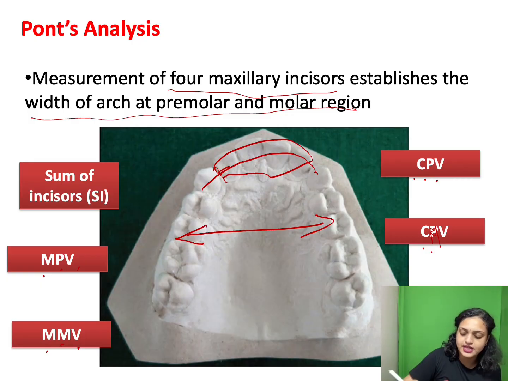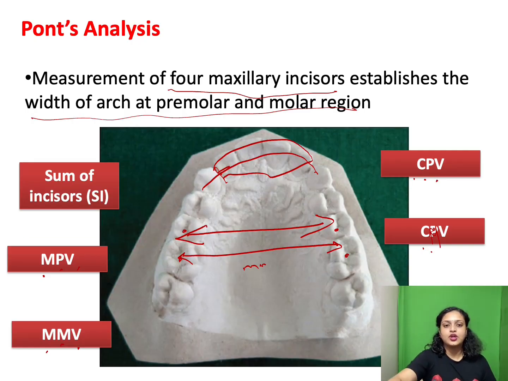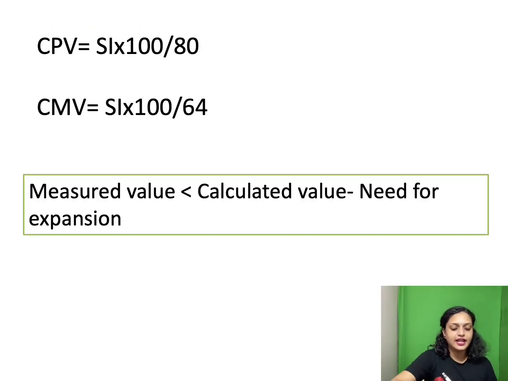Sorry, it's a mistake. So measured premolar value is the distance between the two premolars, and measured molar value is the distance between the mesial pits of the two molars. You measure and take a value. Then you calculate the calculated premolar value: sum of incisors into 100 by 80. Calculated molar value: sum of incisors into 100 by 64. You need not remember the formula much.